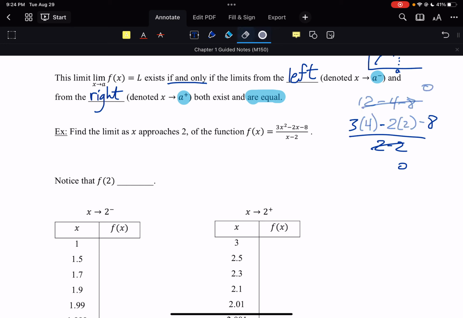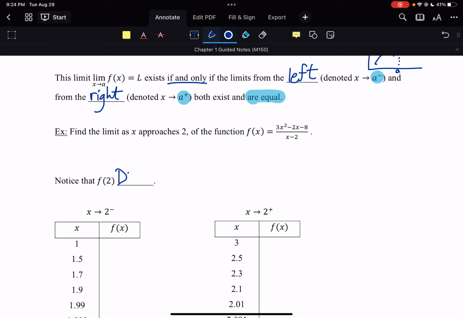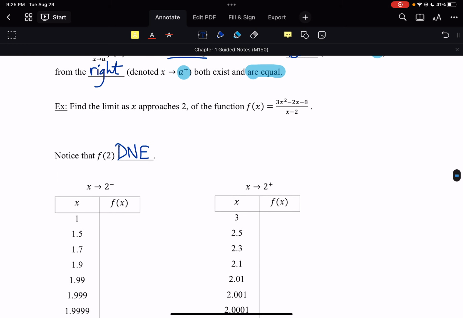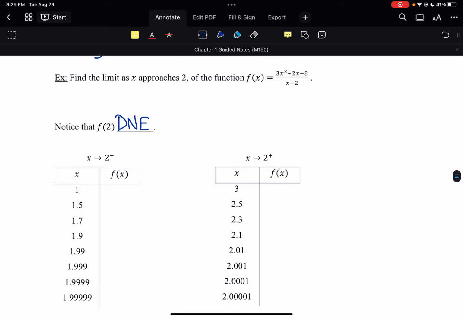So that actually gives us no information. So this point does not actually exist. So the value f of 2 does not exist. So DNE, does not exist. So we can't rely on that for information. What we can do is look at values, again, that are near the value of 2, but not exactly equal to it. So we're going to take a look at values from the left and from the right.